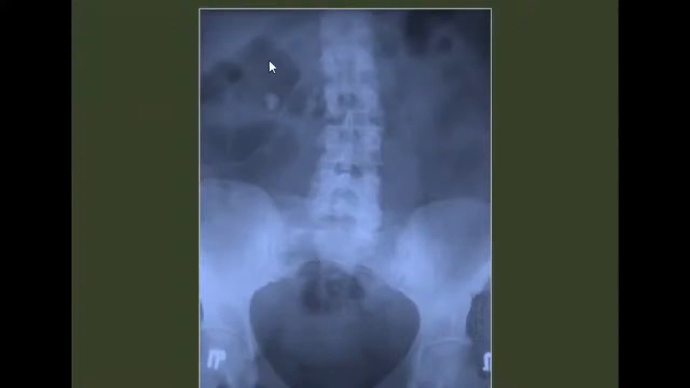Plain film. We can see a shadow in projection of the kidney, but this film allows us only to suspect a stone. Why? Because different other formations can give the same shadow, such as stones of the colon, foreign bodies in the bowel, petrified lymph nodes, petrified tumor, petrified cyst of the kidney, etc. And so we can only suspect that in projection of the right kidney, the shadow presents such sizes, such shape, etc.